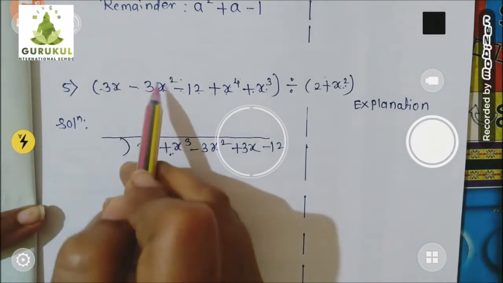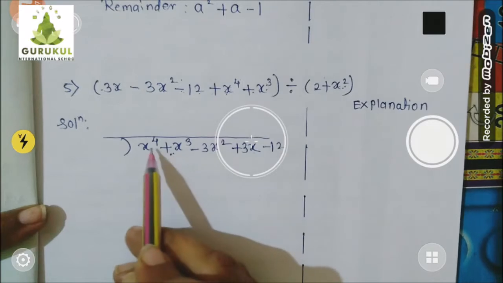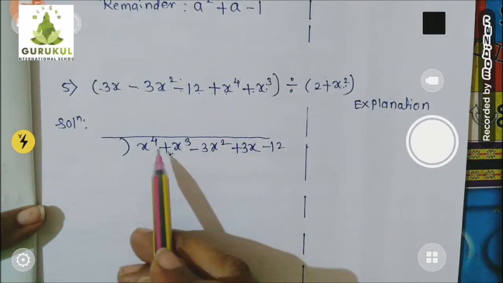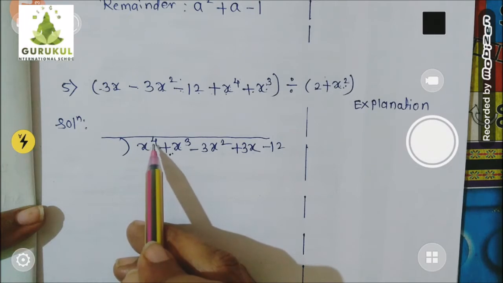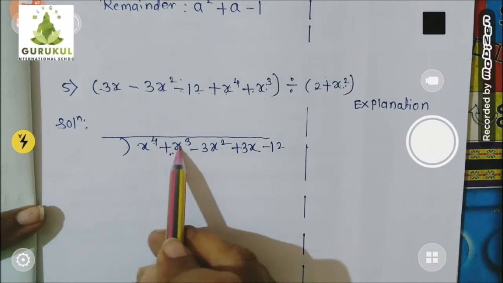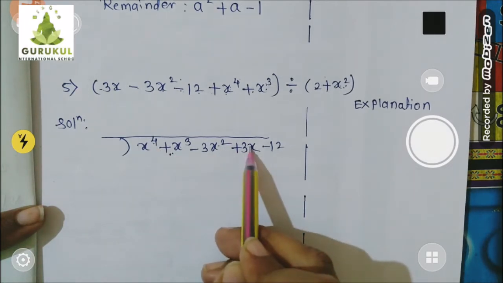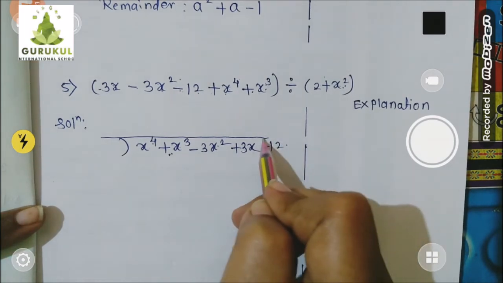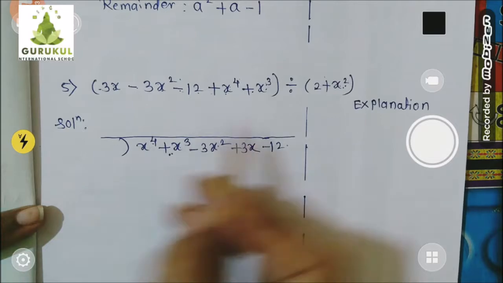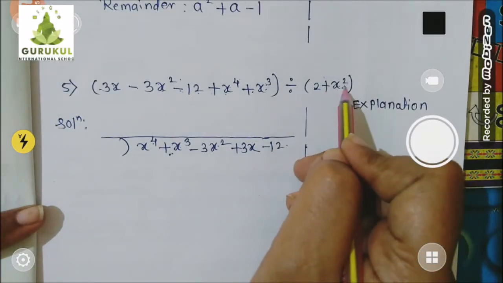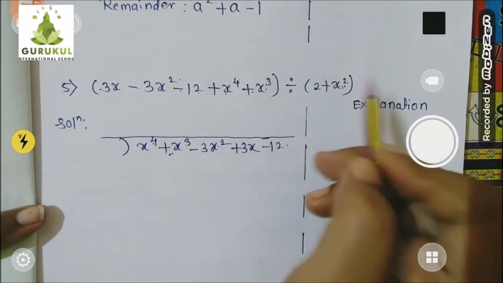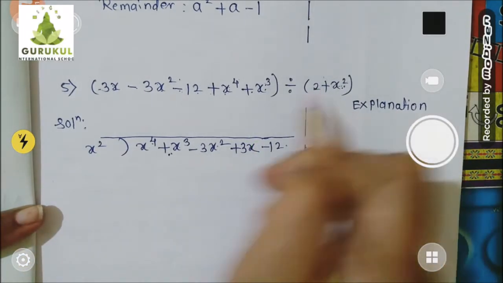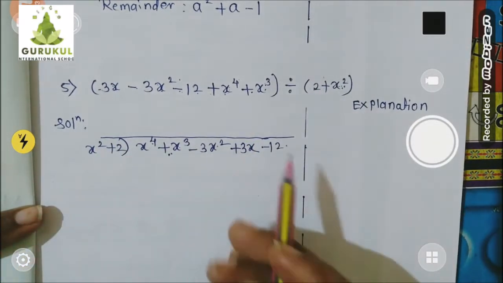Have you noticed 1, 2, 3, 4, 5? Here also 1, 2, 3, 4, 5. All terms I wrote and they are arranged in descending order of power. X raised to 4, x raised to 3, x raised to 2, x raised to 1. Constant number means x raised to 0. So I arranged it. Okay. And this also I will arrange in descending order of power. So x raised to 2 will be in first position and plus 2 will be in the next position.